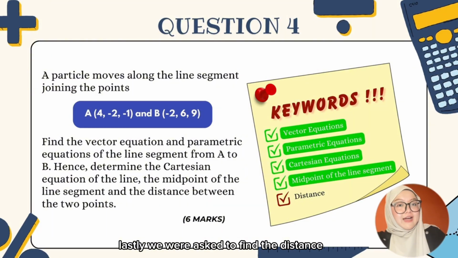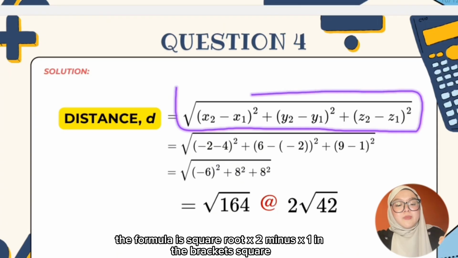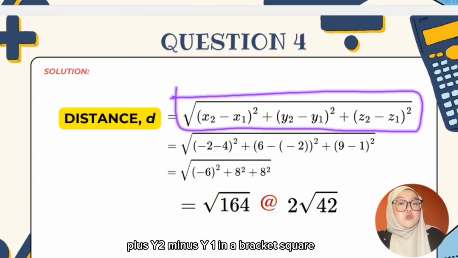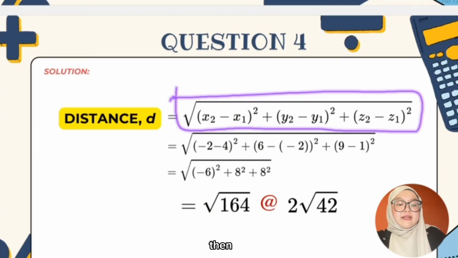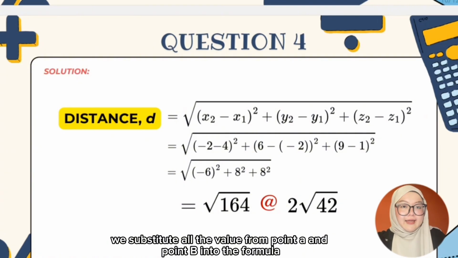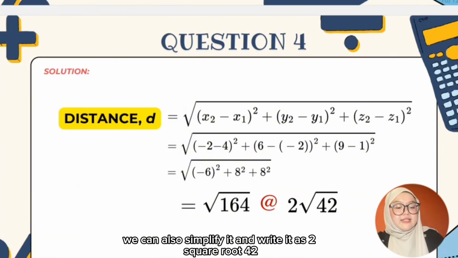Lastly, we were asked to find the distance. To find the distance, the formula is the square root of (x2 minus x1) in the bracket squared plus (y2 minus y1) in the bracket squared plus (z2 minus z1) in the bracket squared. Then we substitute all the values from point A and point B into the formula, and we get that the distance of the line segment is the square root of 164. We can also simplify it and write it as 2 square root 41.